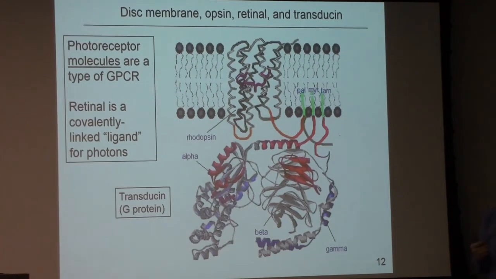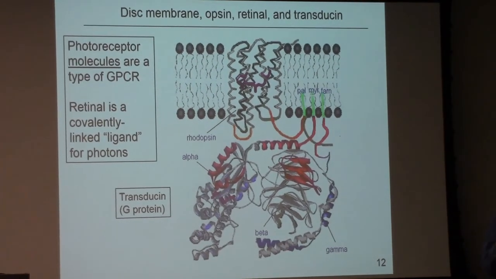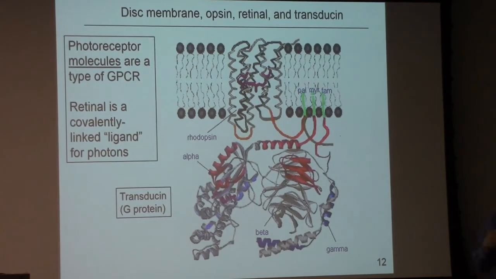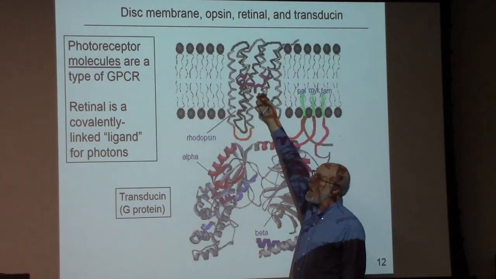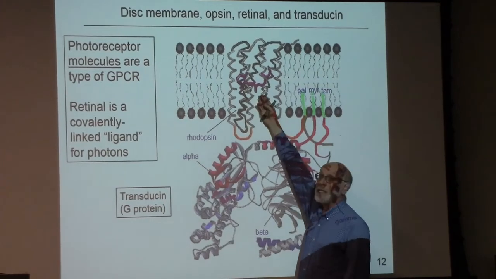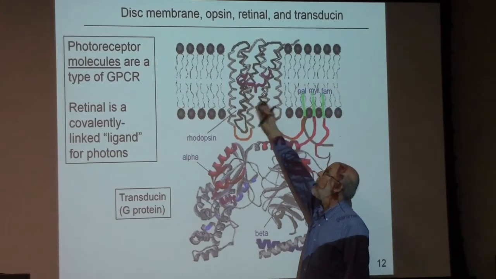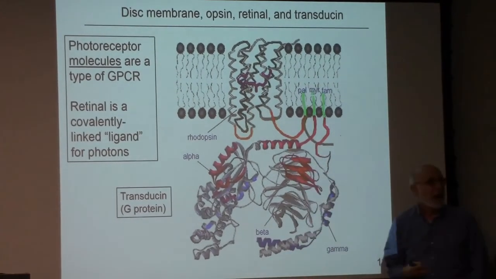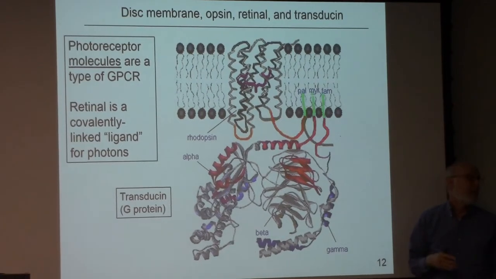The ligand is not the photon. The photon is not really the ligand that activates the receptor. There is an endogenous ligand that is part of the protein. Well, it's not really part of the protein. It is bound to the opsin, and it's called retinal. Vitamin D.